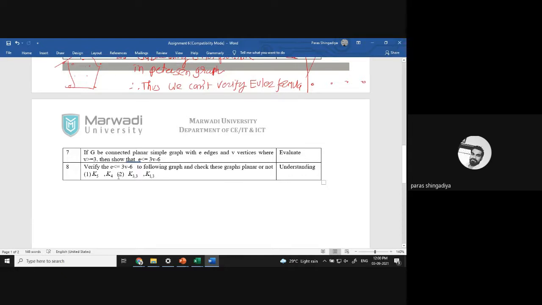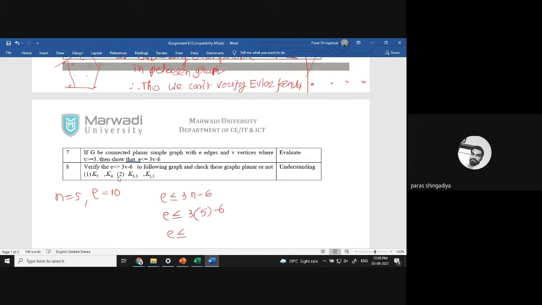Let us take the K5 example. How many edges are there? There are 10 edges and 5 vertices. Vertices are 5 in K5, 10 edges are there. So if you apply this formula, E less than or equal to 3n minus 6, E less than or equal to 3 times 5 minus 6, so E less than or equal to 15 minus 6.